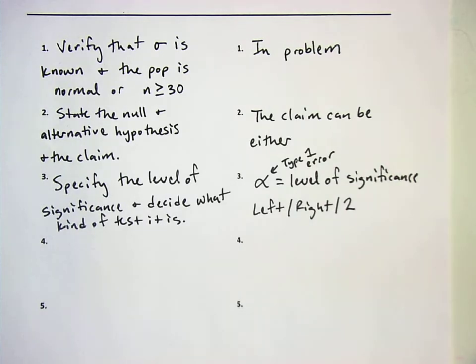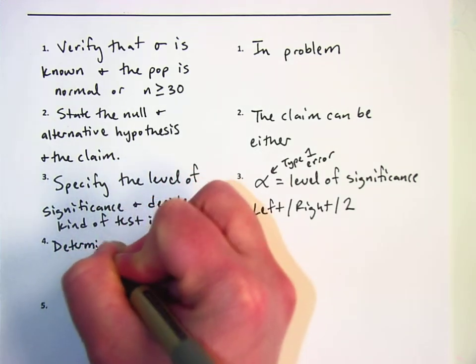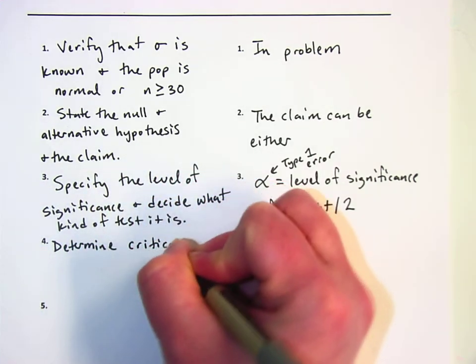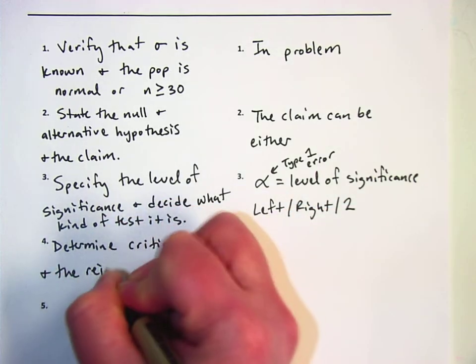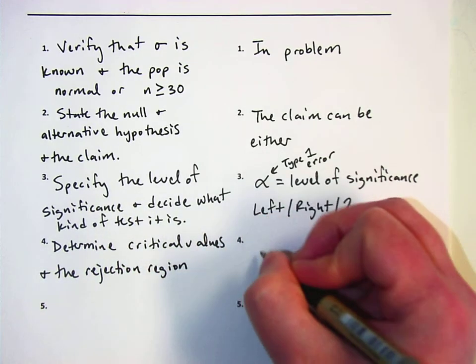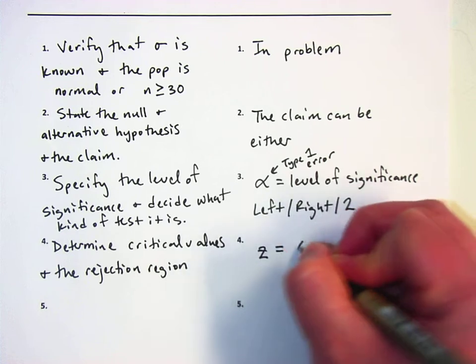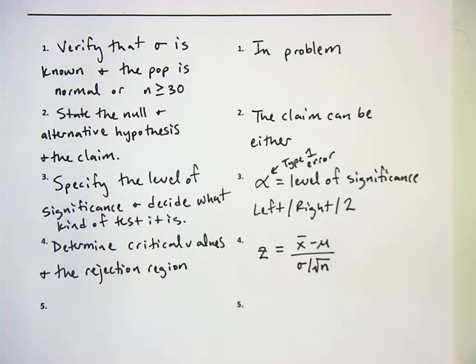All right, step 4. Step 4 is to determine the critical values and the rejection region. The formula that we use for this is z equals x bar minus mu over sigma divided by the square root of n. That should look kind of familiar, with the x minus mu over sigma, and this down here is called the standard error, which is used in the central limit theorem, sigma divided by the square root of n.